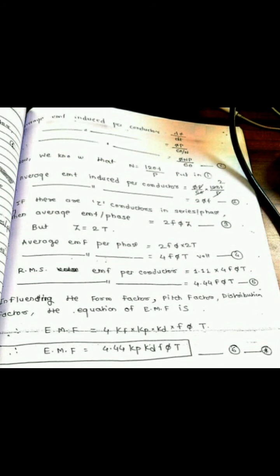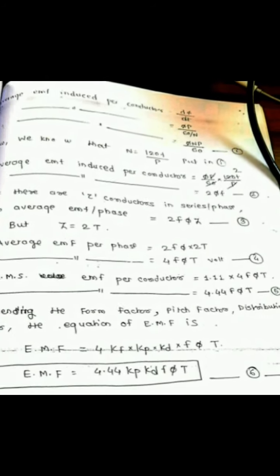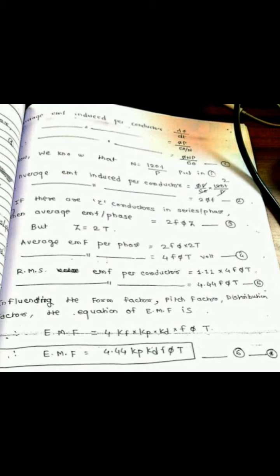Now including the pitch factor and distribution factor, the EMF equation of the alternator is given by 4 into Kf, where Kf is the form factor, Kd is the distribution factor, and Kp is the pitch factor, into f the frequency, Φ the flux, and T the turns. So it will give you the value of EMF induced in the alternator, that is 4.44 Kp Kd fΦT. So this is the required expression of EMF induced in an alternator.